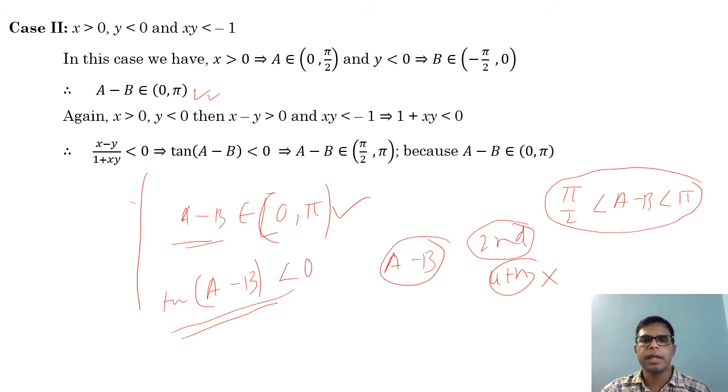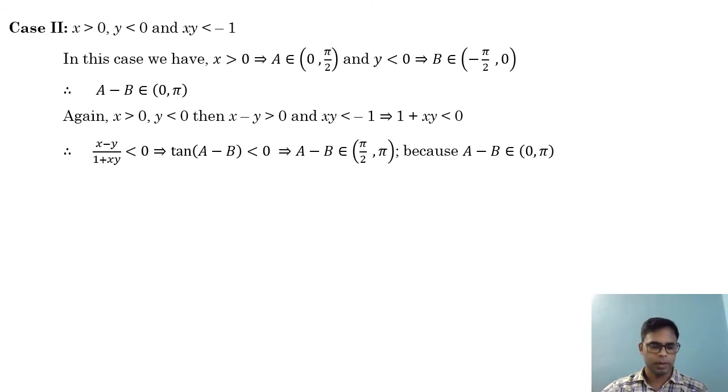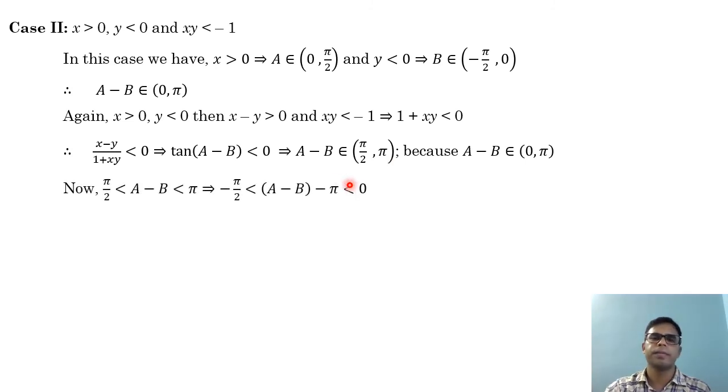So that is what I am writing here. So this is the conclusion for that. A minus b is in between pi by 2 up to pi, meaning the second quadrant. So since a minus b is in the second quadrant, therefore in equation number 1, the left hand side is tan(a minus b). So we cannot directly use a minus b is equal to the formula.